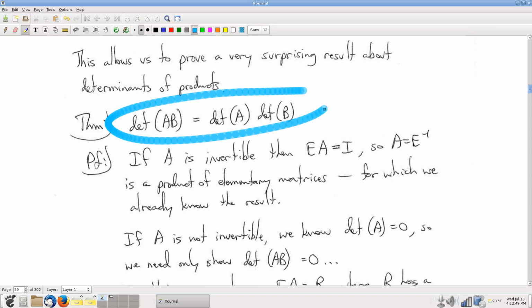So this is something that is very surprising. We wouldn't expect this to be true. Certainly looking at the cofactor definition of determinant, you certainly wouldn't expect this multiplicativity property to hold. We are going to find a point of view, though, that makes this seem very natural. We'll see that in a few minutes.